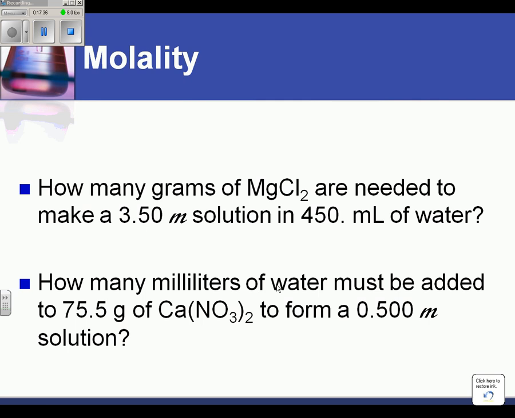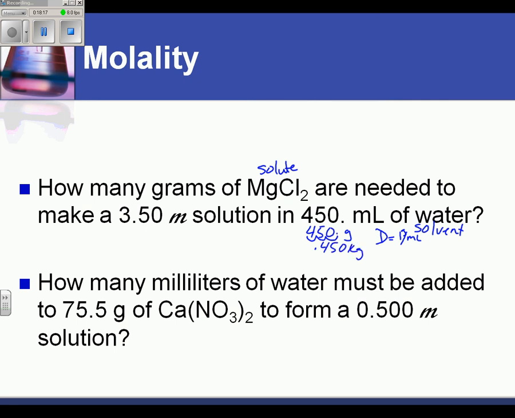Now, these other types of problems are just rearranging the equation. How many grams of magnesium chloride are needed to make a 3.5 molal solution in 450 milliliters of water? Well, MgCl2 is going to be my solute, and water is, again, going to be my solvent. I know I need my solvent in kilograms. It's water. The density of water is 1 gram per milliliter. So 450 milliliters is 450 grams. And that I need in kilograms. So we'll move that decimal over 3 places. 0.450 kilograms is my solvent.